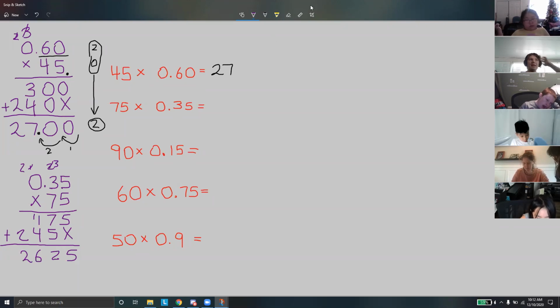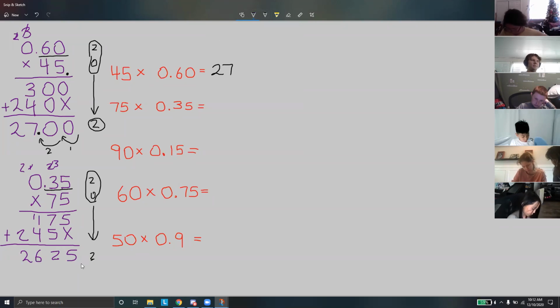2. Okay, and then the last step is to find out how many numbers we have to the right of the decimal. So for the number 0.35 or 35 hundredths, we have 2 numbers to the right of the decimal. And for the number 75, we have 0 numbers to the right of the decimal. And so we actually have the same deal where we're going to count in 2 places from the right for our answer. And that's where the decimal will go.